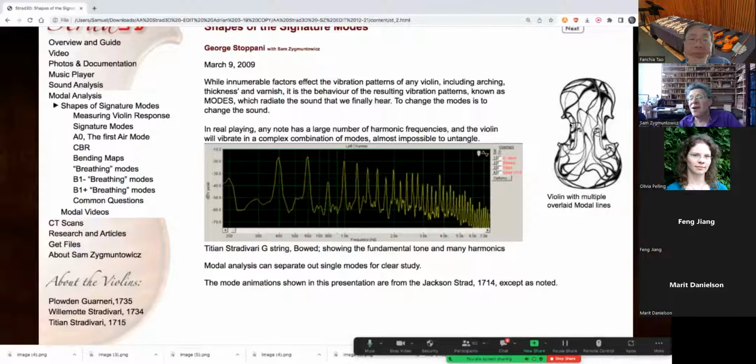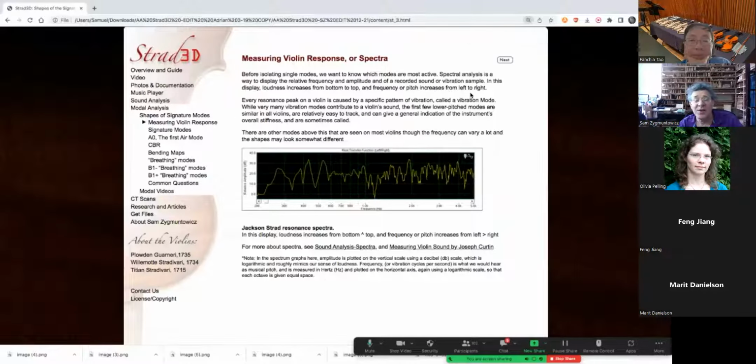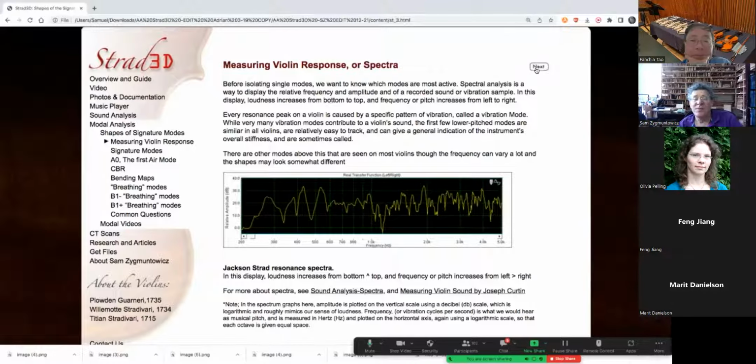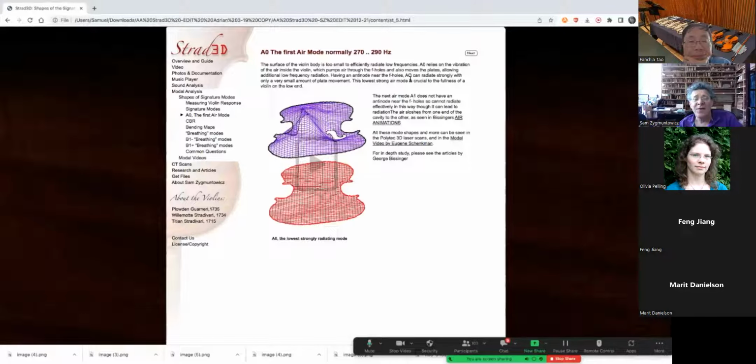Well, this is a nice little graphic I always enjoyed, which is many different modes superimposed on each other. So this is the spectra of the Jackson Strad, for example. And it shows that it doesn't necessarily line up with any particular frequencies on any particular note. There's what people call the signature modes, and that's what we're going to look at here. I think this is all very basic to most of you, but it's a good little primer, and I quite like the graphics here.